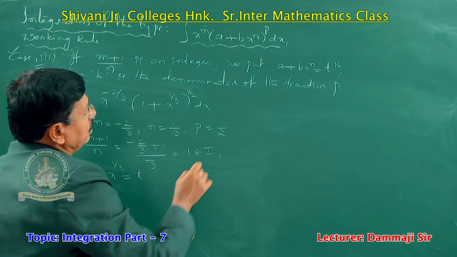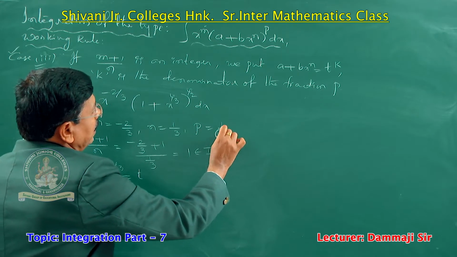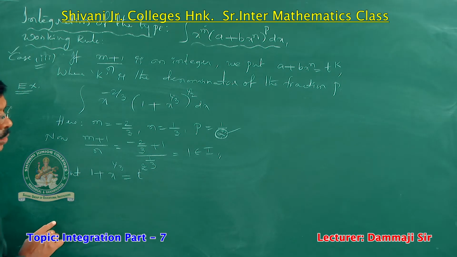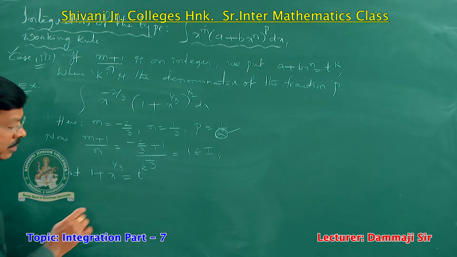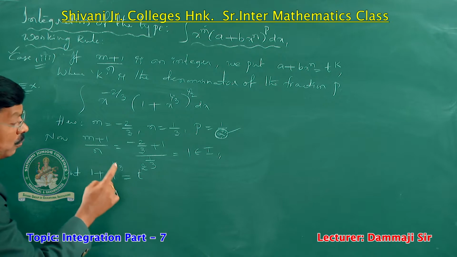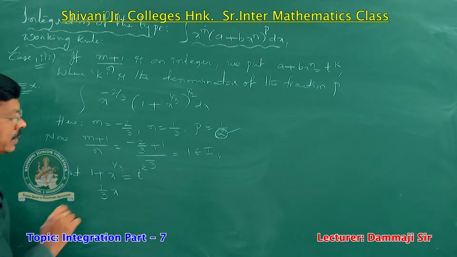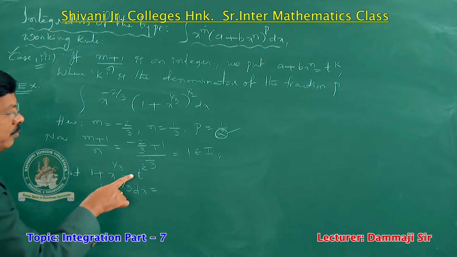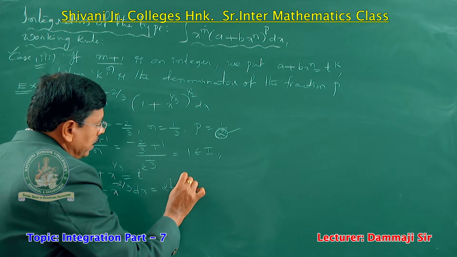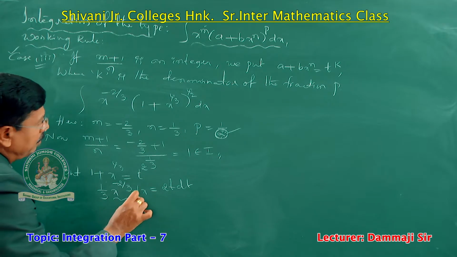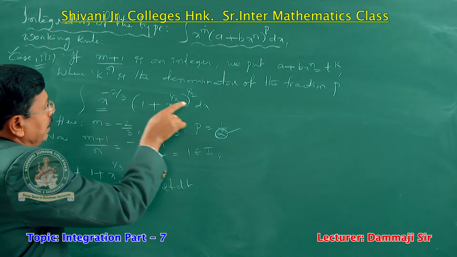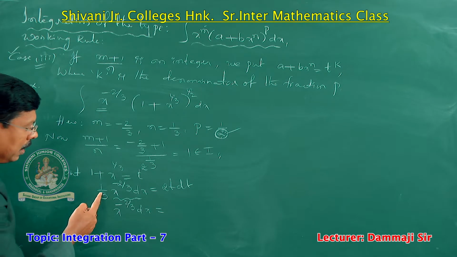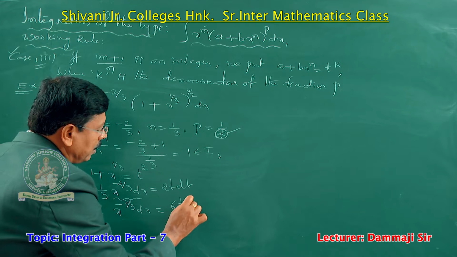What about k? k is the denominator of the fraction of p, given that it is t square. But the derivative of 1 is 0. Derivative of x power 1 by 3 is 1 by 3 x power 1 by 3 minus 1. We will do the oral calculation. Its result is minus 2 by 3 dx, which is equal to the derivative of t square, 2t dt. What about the already given problem? We can observe x power minus 2 by 3 dx. So we have x power minus 2 by 3 dx is equal to 3 into 2, that is 6t dt.